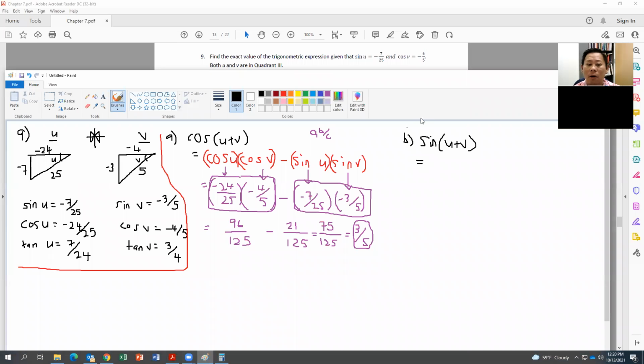So anyone know how to do question B? Sine u plus v? Yes. Sine u times cosine v plus cosine u times sine v. Very good.